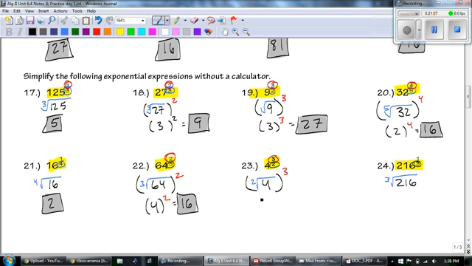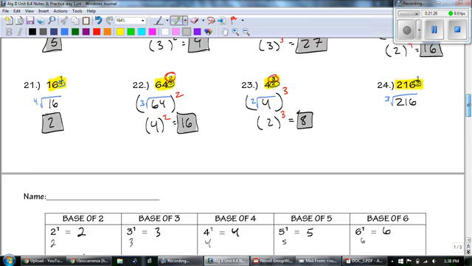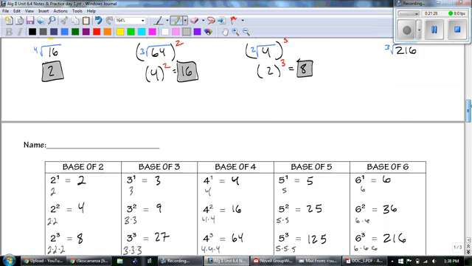The square root of 4 is 2, and then 2 to the third power, 2 times 2 times 2 is 8. And the cubed root of 216, well, that's just right over here. That is 6.